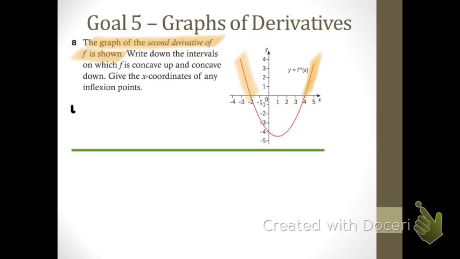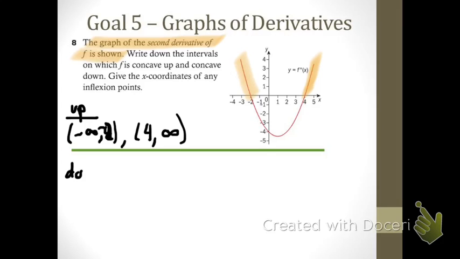So, we're talking about concavity here. This graph would be concave up on the interval from negative infinity to 4, as well as the interval from 4 to infinity. I meant to say negative 2, this first one. From negative infinity to negative 2, it's concave up, and from 4 to infinity, it's concave up.